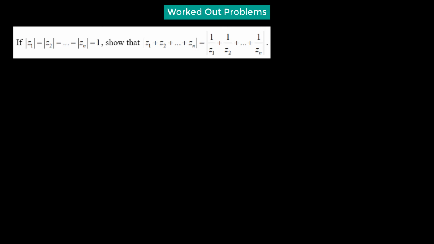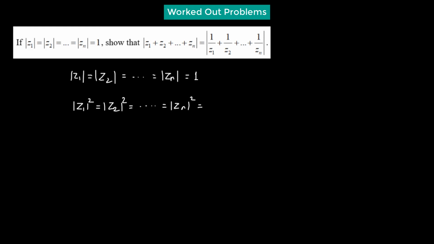So we begin by considering the given condition that the absolute value of z1 is equal to the absolute value of z2 all the way to the absolute value of zn, and this value is equal to 1. Now if we square, then this gives us the absolute value of z1 squared is equal to the absolute value of z2 squared all the way up to the absolute value of zn squared, and still the value is going to be 1 because 1 squared is equal to 1.